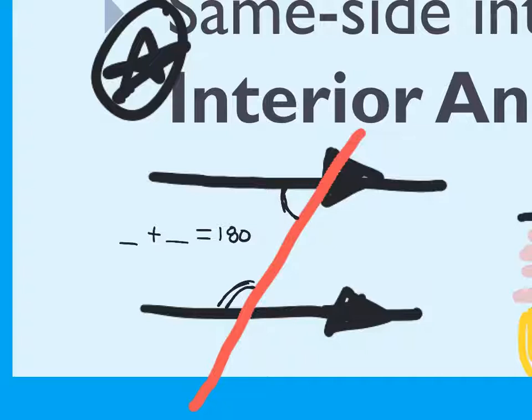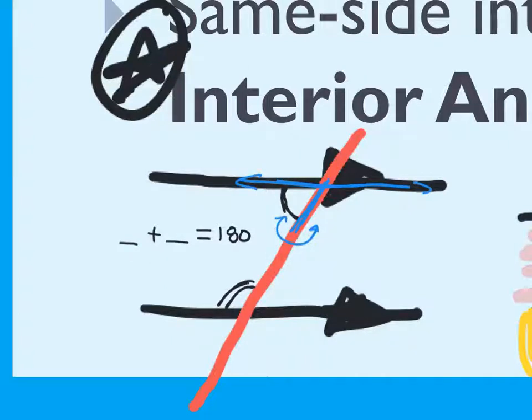Yes, ma'am? So they're not adjacent? No, those two are not adjacent. Remember, adjacent ones are ones like these two up here, where we have opposite rays and then a common side there. These two right here would be adjacent angles.